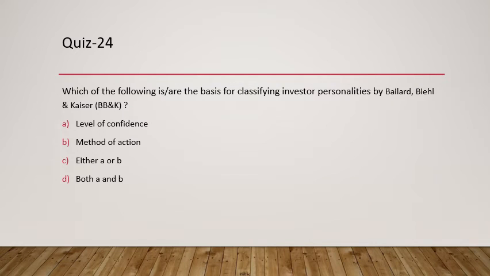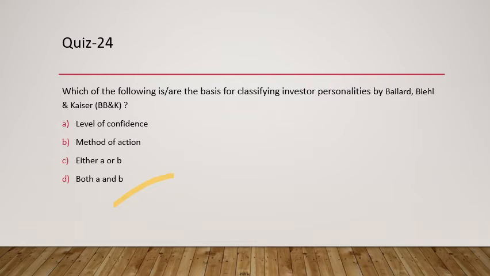Which of the following are the basis for classifying investor personalities by the Barnewall, Bailard, and Kasser model, or framework, you can say? We'll call it BBK. Is it level of confidence or is it method of action? In fact, it is both of them. So we go with the answer both A and B. And I will request all the participants to go through this particular model in detail, spend some time. You can at least expect one question here.